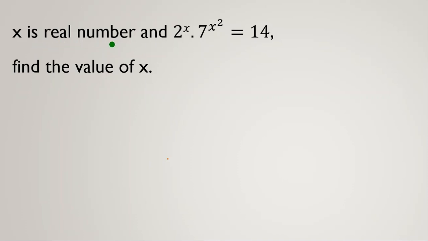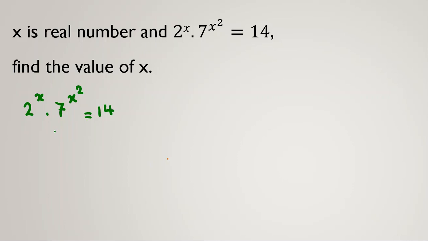x is a real number and 2 to the x times 7 to the x squared equals 14. Find the value of x. Okay, so let's rewrite our equation here: 2 to the x times 7 to the x squared equal to 14.